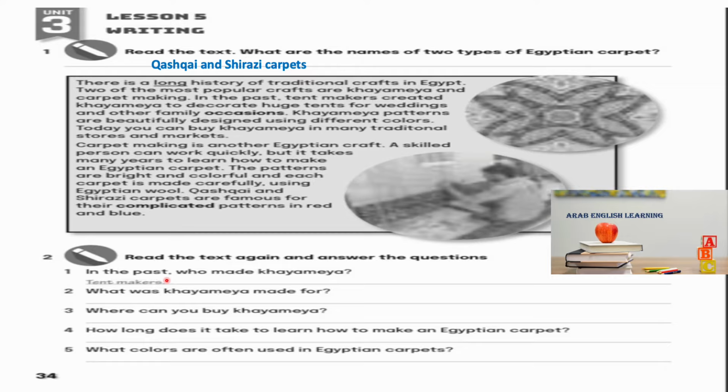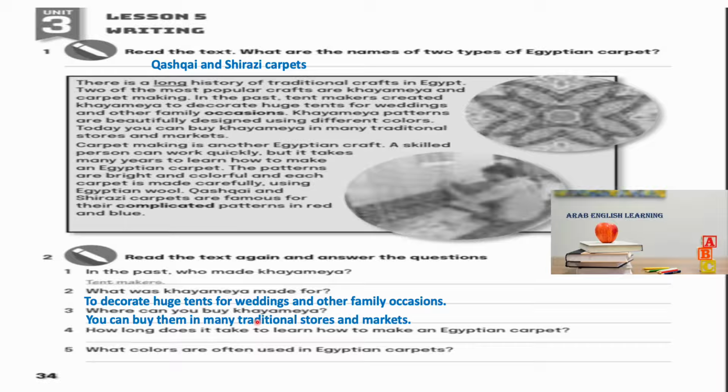1. In the past, who made khayamiya? Tent makers. 2. What was khayamiya made for? To decorate huge tents for weddings and other family occasions. 3. Where can you buy khayamiya? You can buy them in many traditional stores and markets.